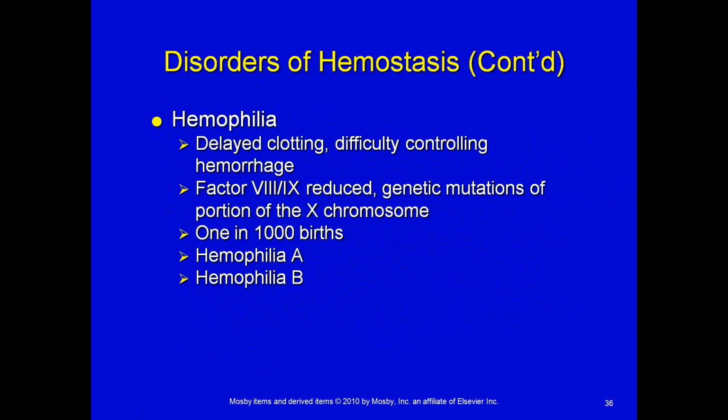Hemophilia is a delayed clotting or a difficulty controlling hemorrhage. In patients with hemophilia, they often have reduced amounts of factor 8 and factor 9, and may have some genetic mutations of a portion of the X chromosome. It occurs in 1 in 1,000 births, and there are two types of hemophilia, hemophilia A and hemophilia B.